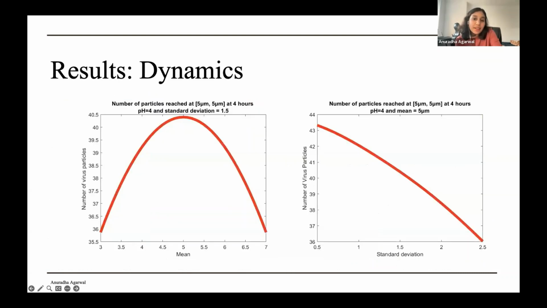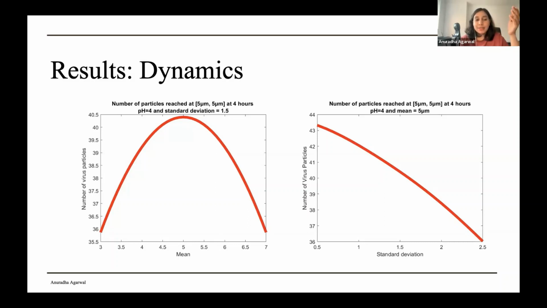Okay, this one's just an extension of what you've seen earlier. In this figure, the standard deviation is held constant at 1.5, and the mean is changing. In this figure, we wanted to see how many particles reach one single point, and that point was 5 micrometers, which is basically the center of our graph.